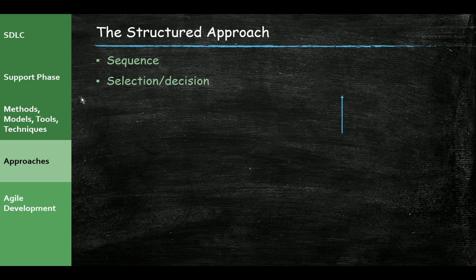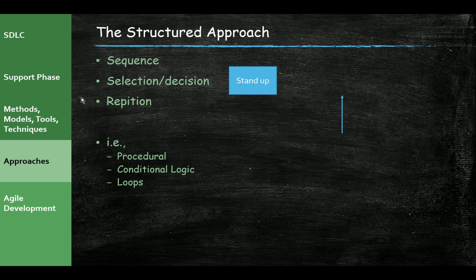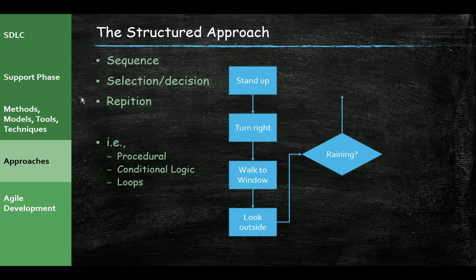So in the structured approach, it's all about sequence, selection, decision, and repetition, i.e. it's procedural. Procedural programming is a lot different than object-oriented programming. We talk about conditional logic and loops, and as an example, if I were describing a system using the structured approach, I'd say that in order, first you would stand up, turn right, walk to the window, look outside, check if it's raining. If it's not raining, put on sunscreen.